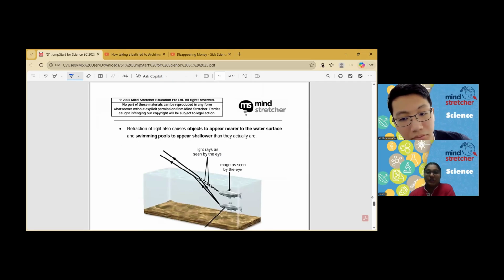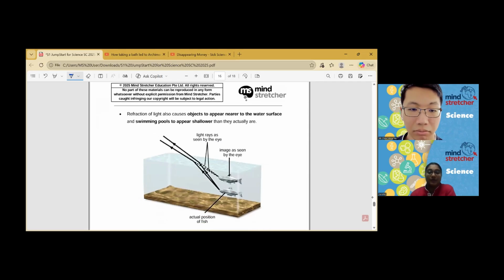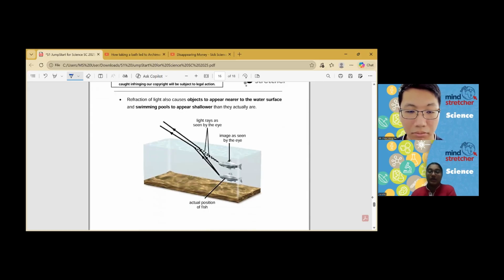Then your application will be the swimming pool. So you do have to be careful. Just because it looks shallow doesn't mean it's shallow. It's just the way that the light bends. As a result, it looks shallower. So always check the depth.